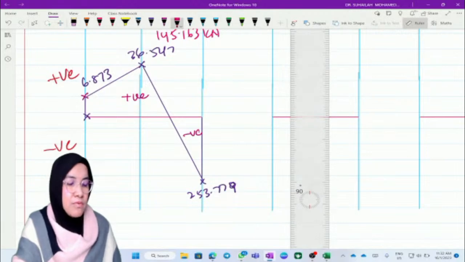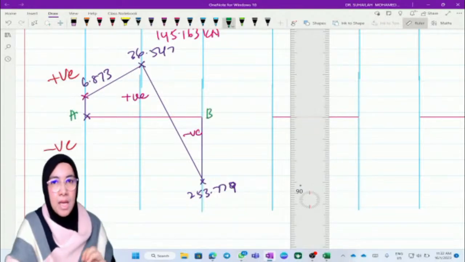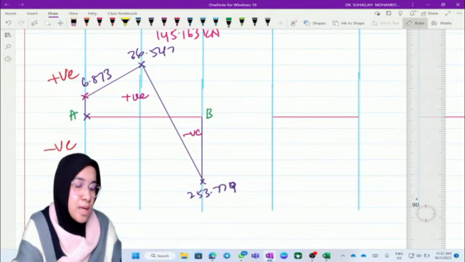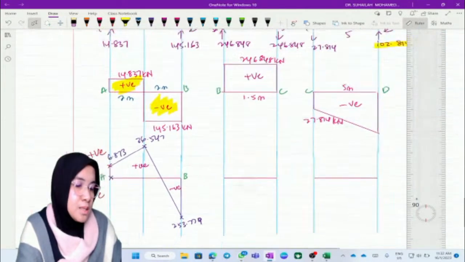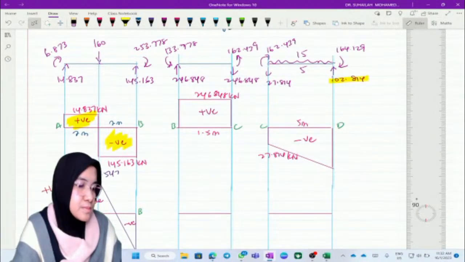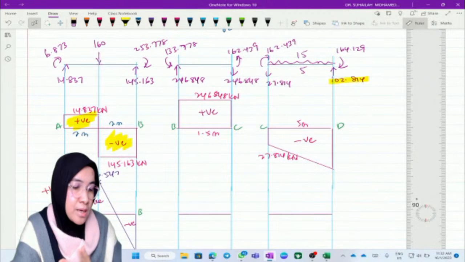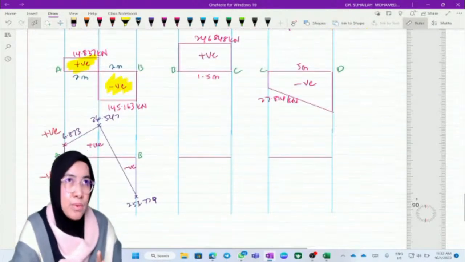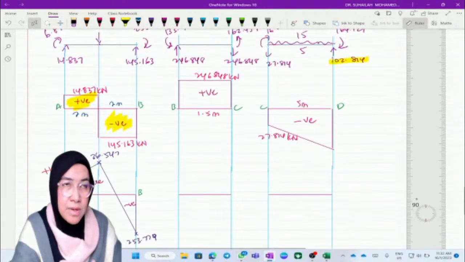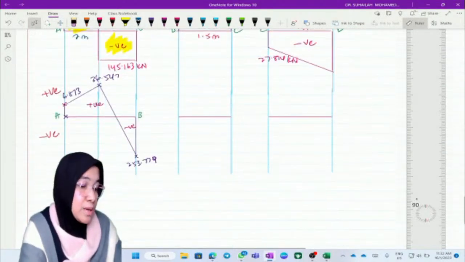Okay, for members A and B. Now the moment at B, for member BC. So we get one negative, one positive. Sorry, both are negative. So we get one below line, one above line.